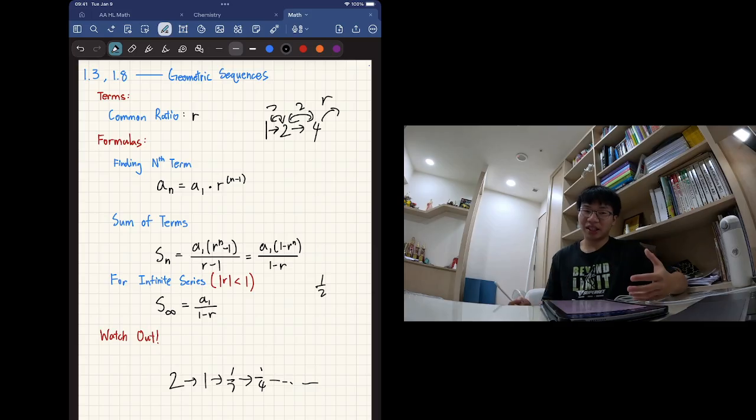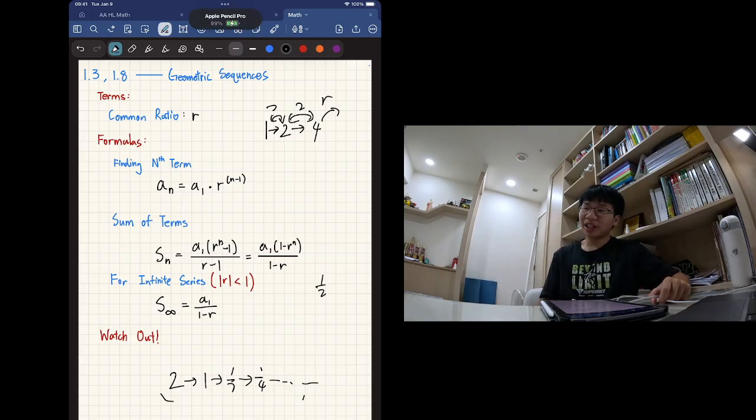So what happens here is that you can actually find the sum of the infinite sequence, because all the values keep getting smaller and there's eventually a limit. The formula for this is a1 divided by 1 minus r, and this only works when the absolute value of r is less than 1. Okay, so the geometric sequence is converging.